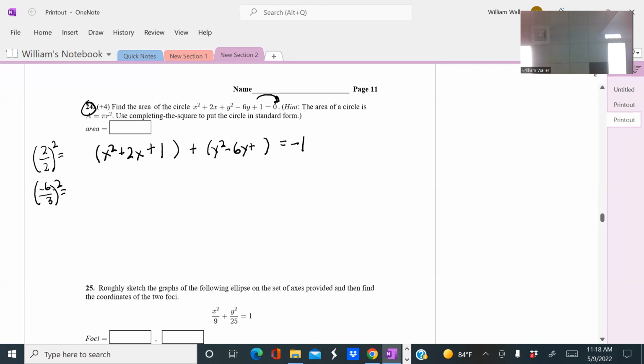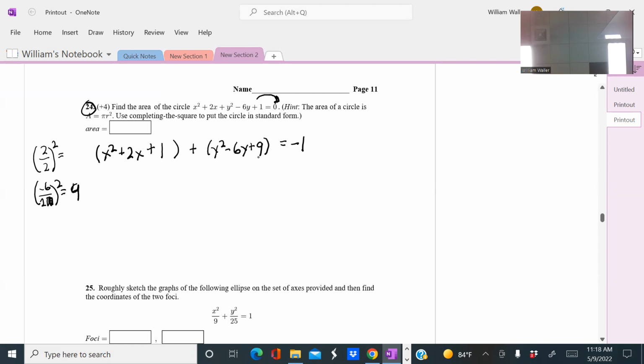Oh no, I divided by 3. I'm sorry, I did that wrong. It's always supposed to divide by 2. So you have minus 6 divided by 2, which is negative 3, squared is what? 9. Yeah, sorry, I wrote that down wrong. So we put a 9 here.